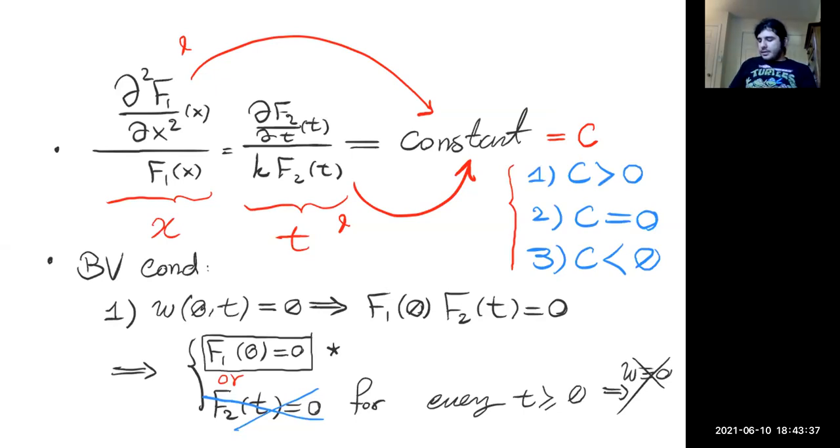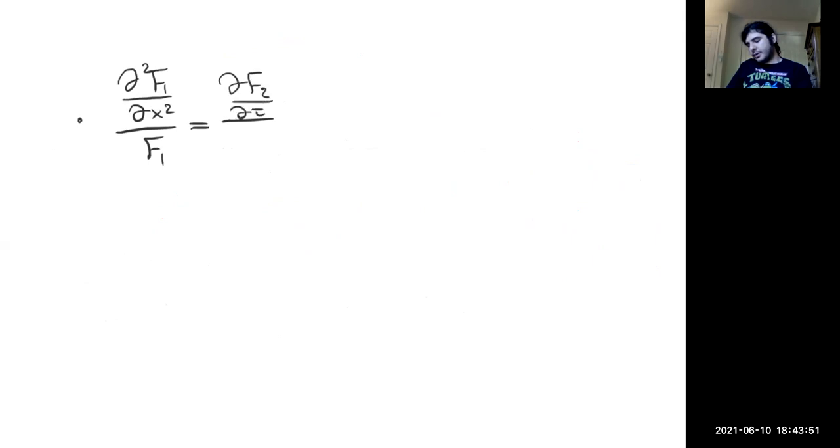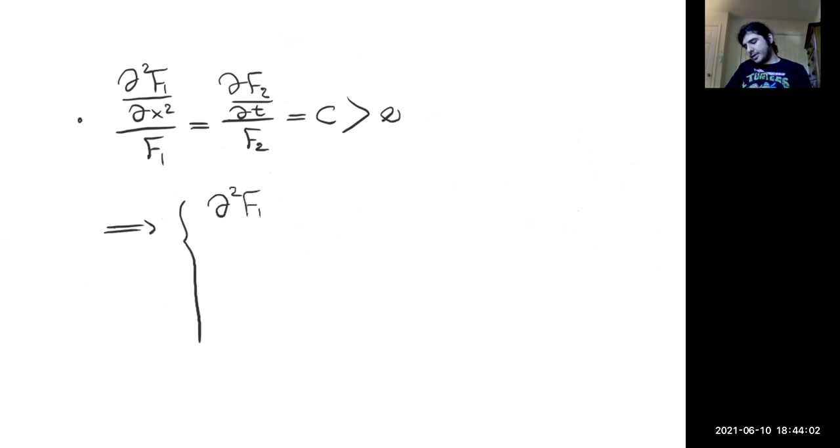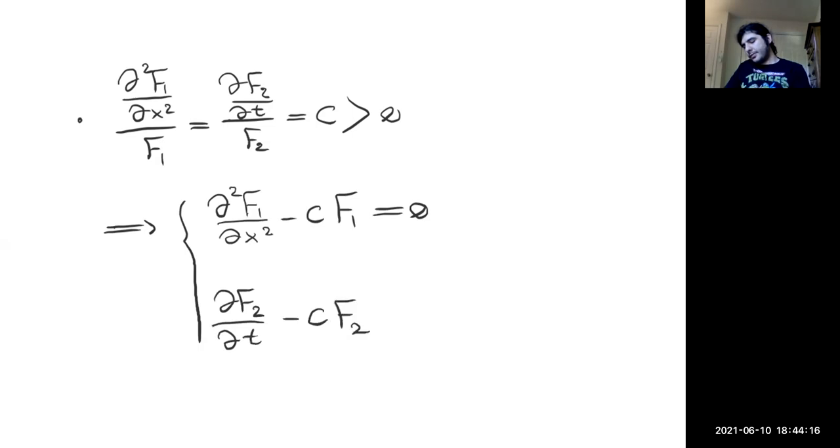Okay, let's start with the first case. So let's see. The second derivative of f1 with respect to x over f1 equals derivative of f2 with respect to t over f2 is equal to c, where this c is positive. So it gives us 2 equations. One is the second derivative of f1 with respect to x minus c f1 is equal to 0. The other one, derivative of f2 with respect to t minus c f2 is equal to 0.